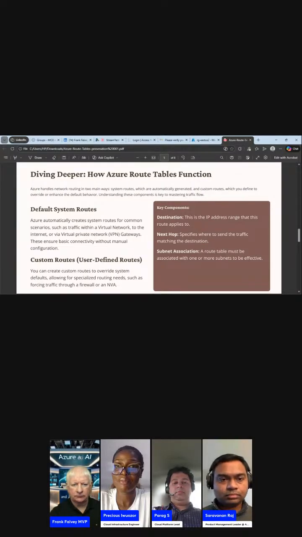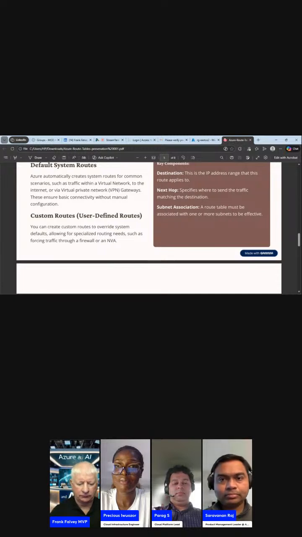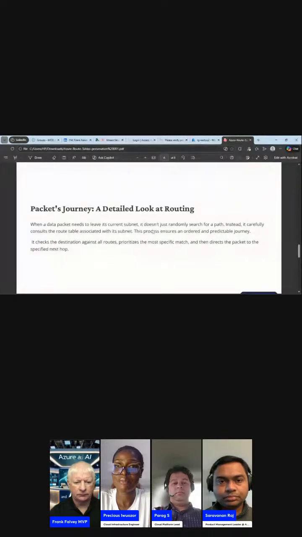When we talk about default routes, Azure automatically creates system routes for common scenarios, such as traffic within a virtual network, to the internet, or through a virtual private network gateway. This ensures basic connectivity without manual configuration. Then when we talk about the UDR, I mean the custom routes, you can create custom routes to override system routes, allowing for specialized routing needs, such as passing traffic through a firewall or a network virtual appliance, which I stated as the NVA, which is the short form of network virtual appliance.